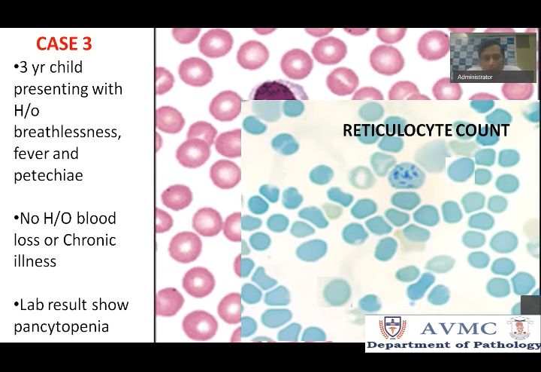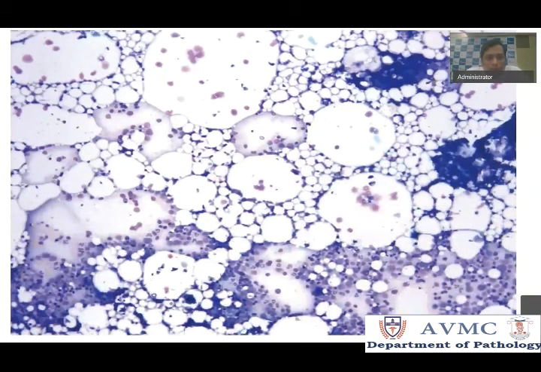So we went ahead and did a bone marrow aspiration and biopsy in this patient. So this is the aspirate. What you see predominantly is that this marrow was greasy because of a lot of fat.